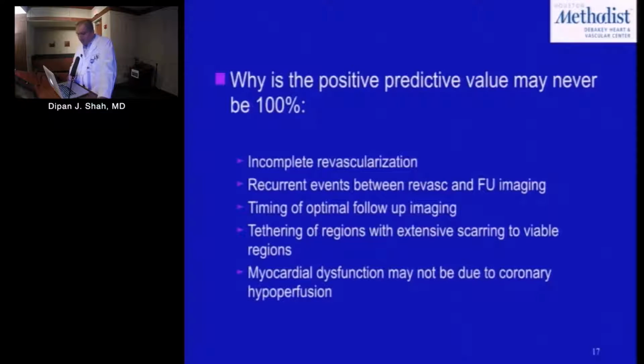And I think John already touched on this, which is there's a lot of factors that come into play which affect improvement in contractile function. Some of those could be due to the fact that you may not have achieved complete revascularization. You may have had a recurrent event between the time of the revascularization and the time that you do follow-up imaging. The other question is, what's the optimal timing to do follow-up imaging? In this study I showed you, it was at 3 months. Maybe some of these segments would have shown further improvement at 6 or 12 months.